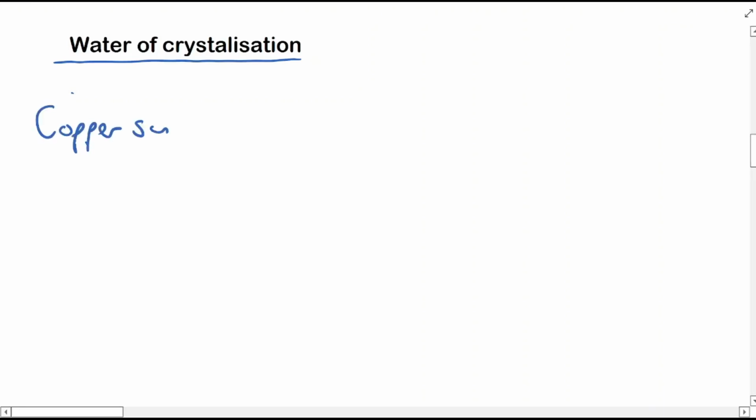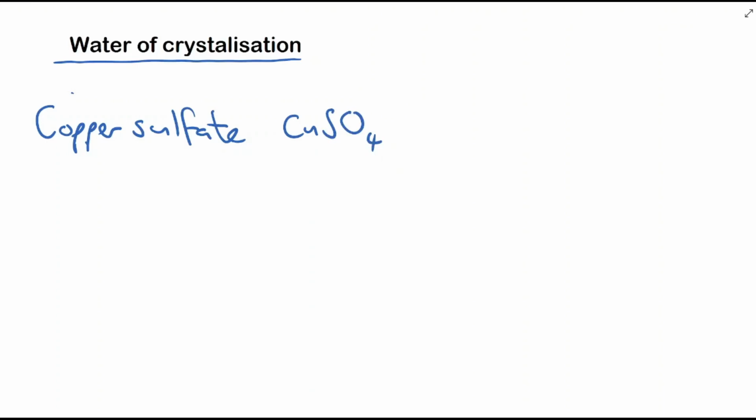Now, there is a concept that we talk about sometimes called the water of crystallization. And to explain that, I'm going to take you back to a part of your GCSE. We're going to look at something we learned about in the reversible reactions. We learned about a compound called copper sulfate. And for the record, copper sulfate has the formula CuSO4.